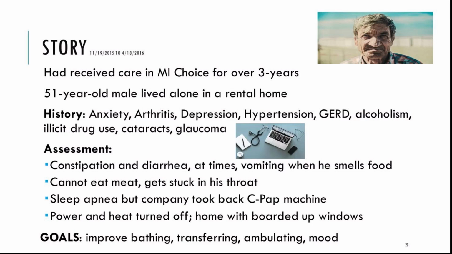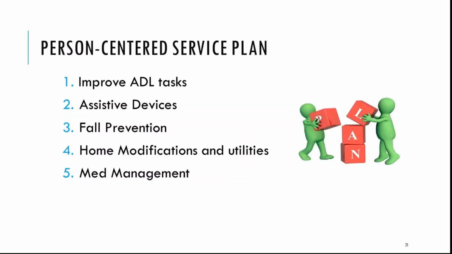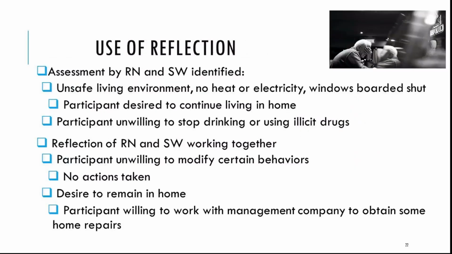He was unable to perform his ADLs and IDLs and had great difficulty with bathing, transferring, and ambulation, in addition to multiple other problems. Here's his person-centered plan of care. Improve ADLs, fall prevention, home modifications, turn the utilities back on, and medication management. Here is how reflection by the RN and social worker was used with this MyChoice participant.